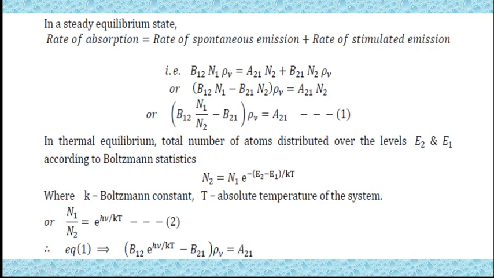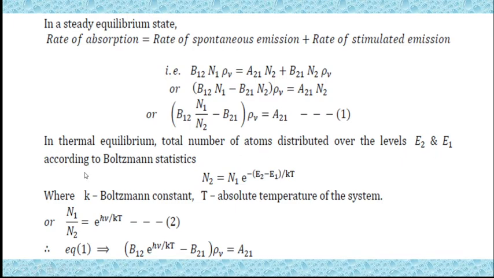Now we take N2 common from this and cancel with this. First we take N2 out of this and we cancel with this. Therefore, we get B12 N1 by N2 minus B21 N2 by N2, which is 1, into rho nu, that is equal to A21. Equation 1.